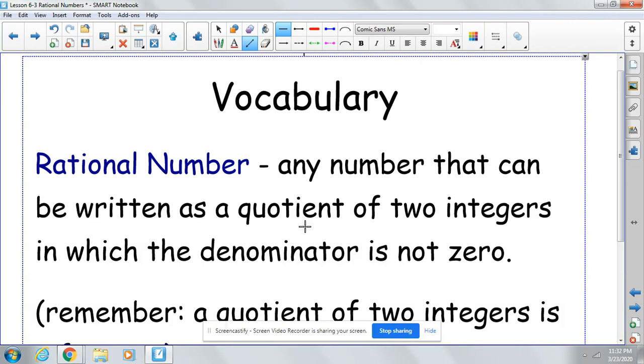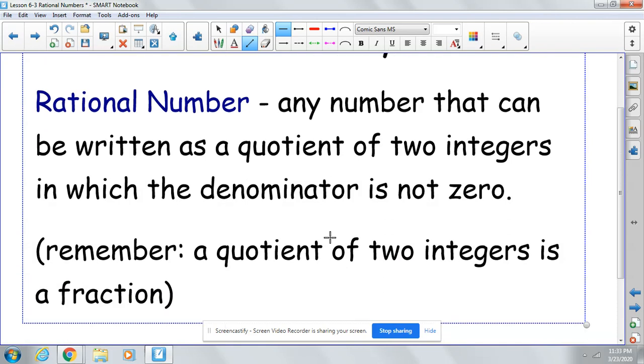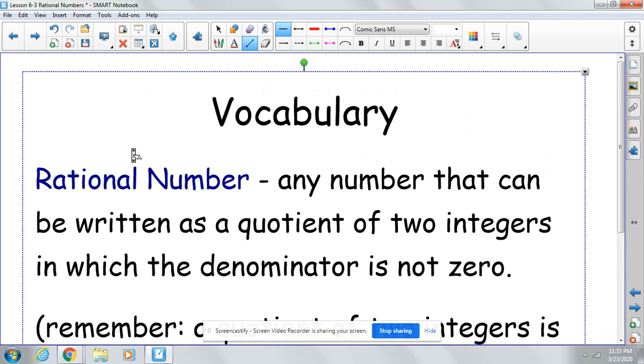So whenever you read that it is a quotient of two integers, something specific might come to mind, something that we've talked about a lot this year, and that would be fractions. Fractions are quotients of two integers. So any number that you can write as a fraction with one numerator, one denominator, is considered a rational number. So most numbers that you all know about would be considered rational numbers. We actually don't talk about irrational numbers in sixth grade.